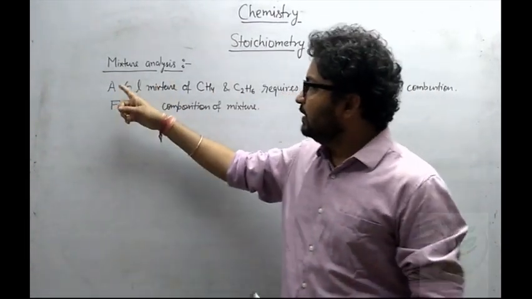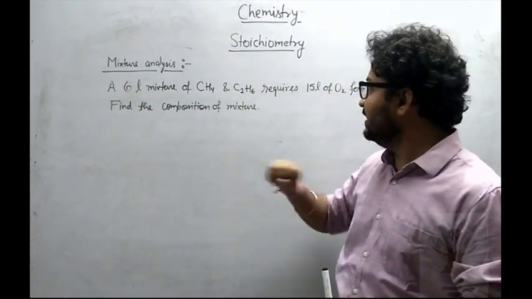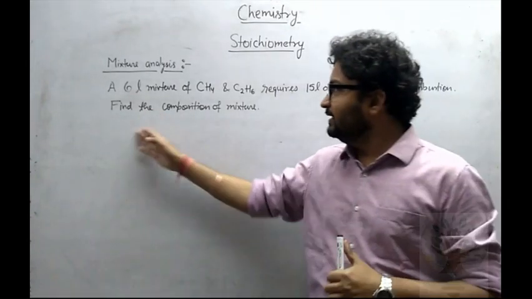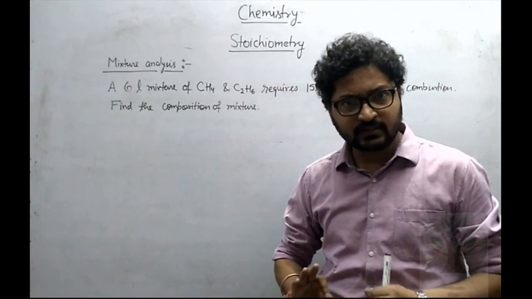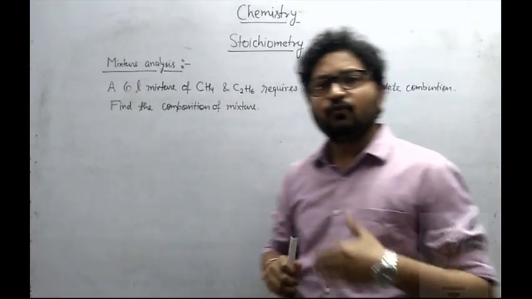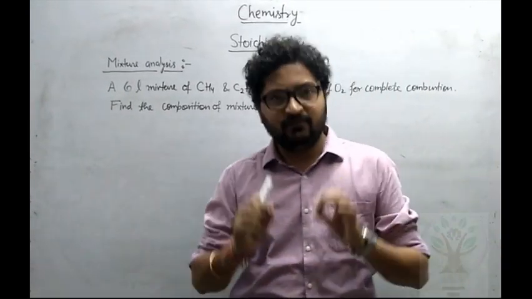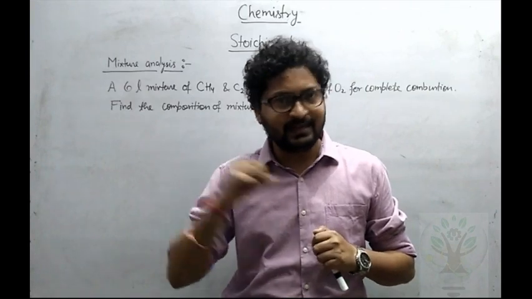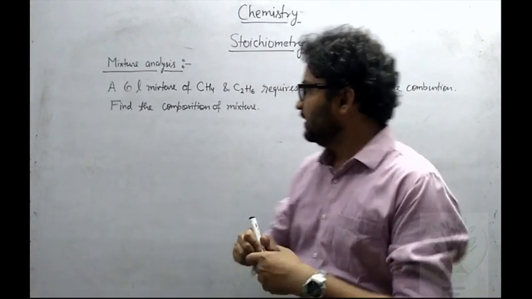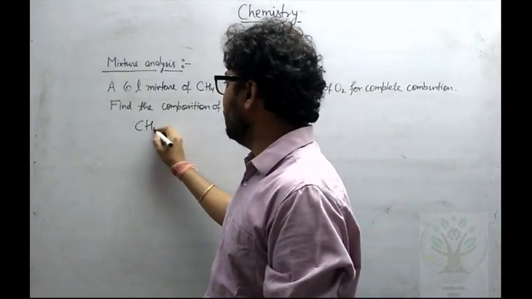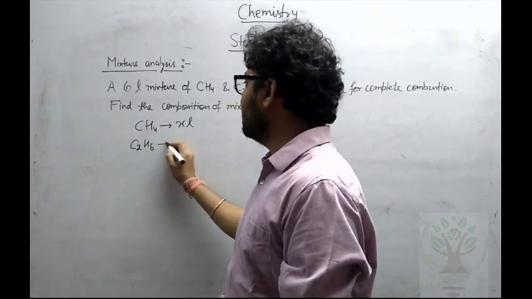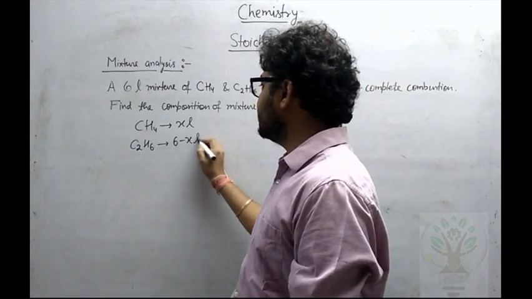The example is: a 6 liter mixture of methane and ethane requires 15 liter of O2 for complete combustion. Find the composition of the mixture. Is the question clear? Good. Now, we have a 6 liter mixture of CH4 and C2H6. So what should be our approach to such a question? We assume some amount of one reactant as X, and the other reactant will be total minus X. For example, I am going to assume CH4 is X liter. So what will be the amount of C2H6 here? C2H6 amount will be 6 minus X liter.